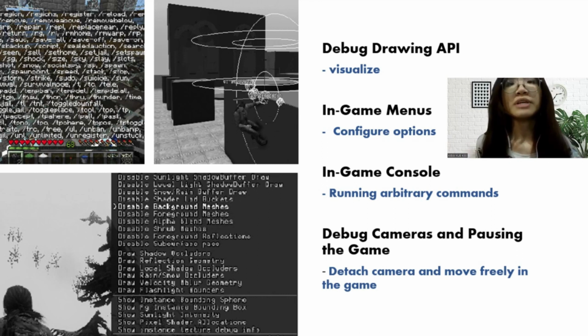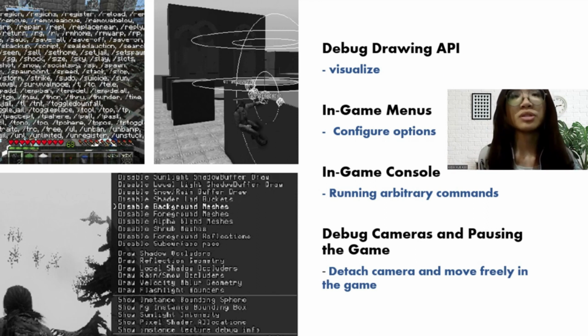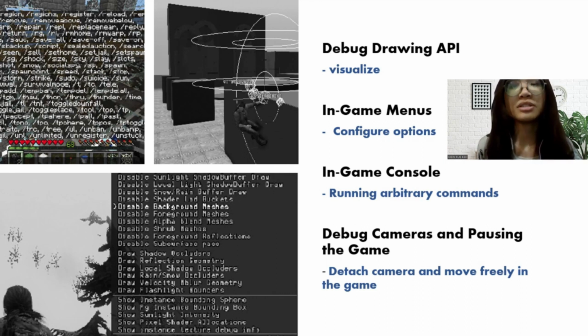In the debug drawing API, the lines and circles help developers know where the position of the player is. And here is the console that enables developers to use commands. In the in-game menu, the developer can choose the option simply from here without changing the code behind it.